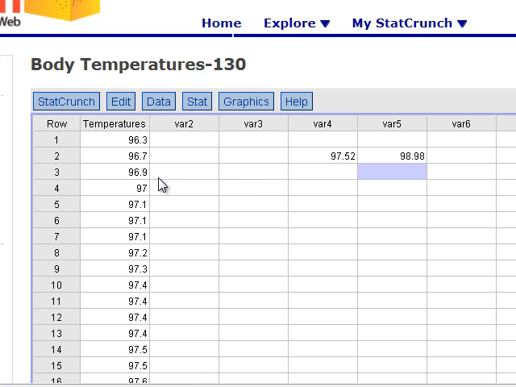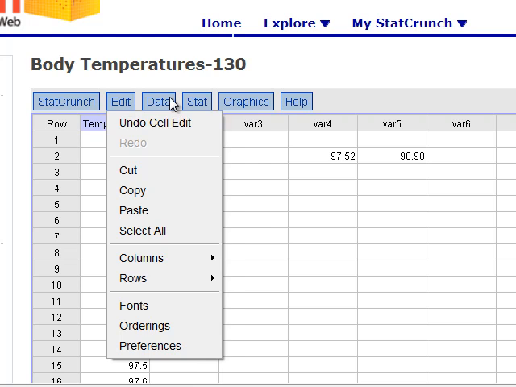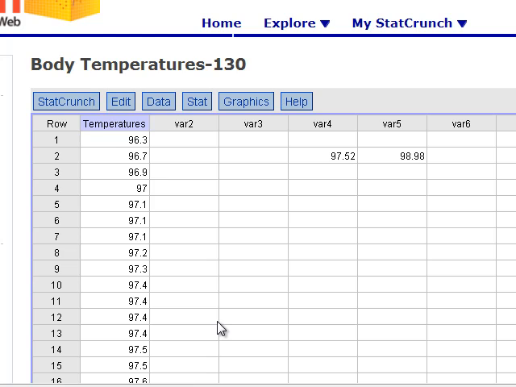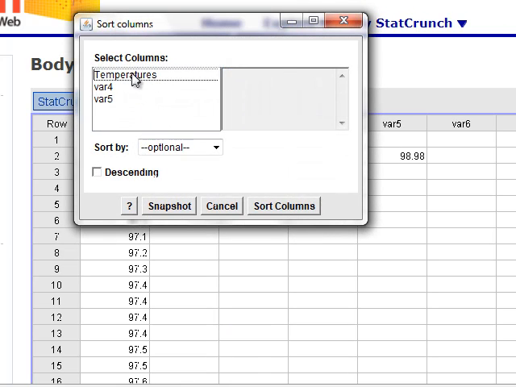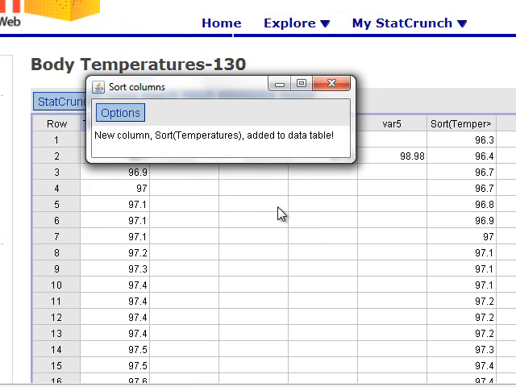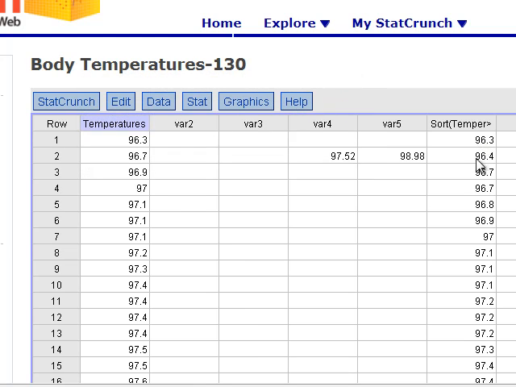if it were perfectly normal. Now, if this data weren't already sorted, I can go to Data here and sort columns. And we would sort the temperatures, and they'd be sorted over here under another column called Sort Temp.